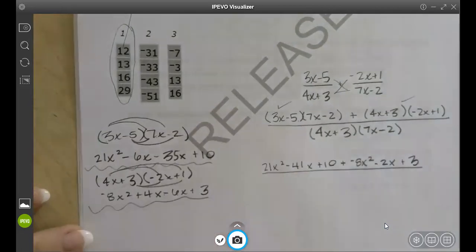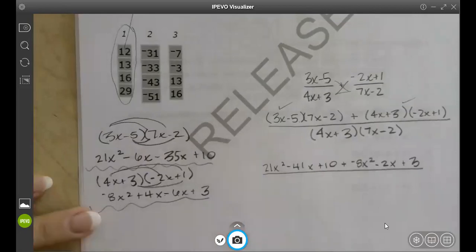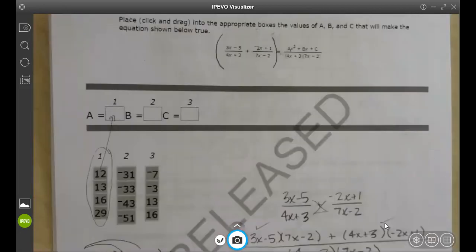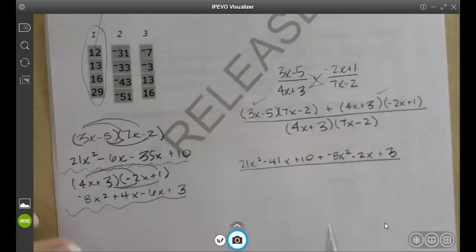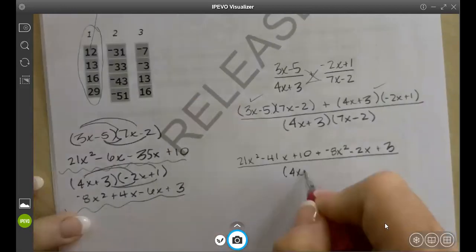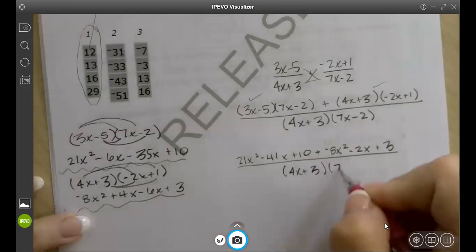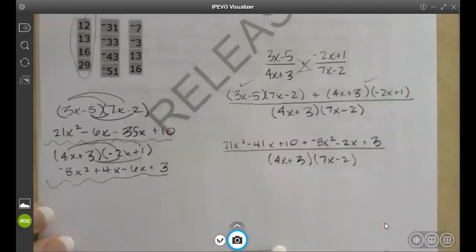Now I need to do the bottom. All right, I lied. I don't have to do the bottom. And why do I not have to do the bottom? Look at your answer. The bottom doesn't really matter, right? So we're just going to leave it alone. Okay. Now it's just a matter of adding like terms and you'll have your answer.